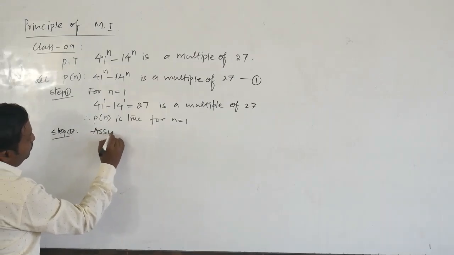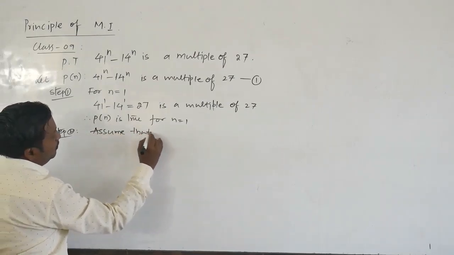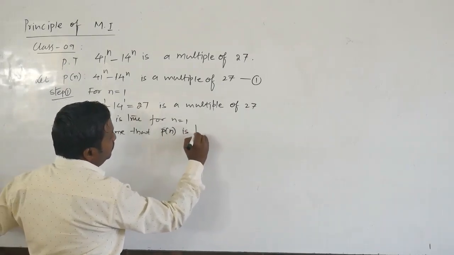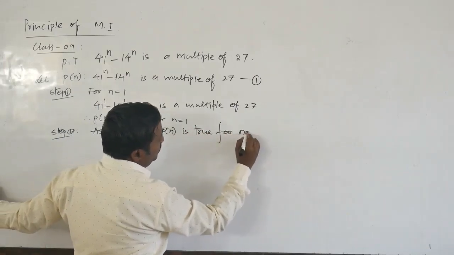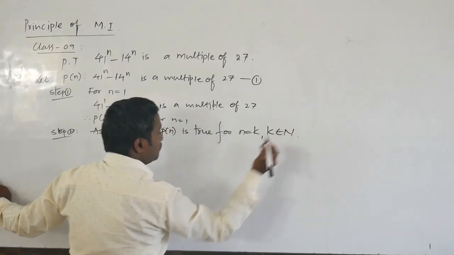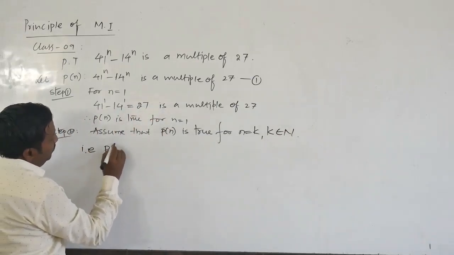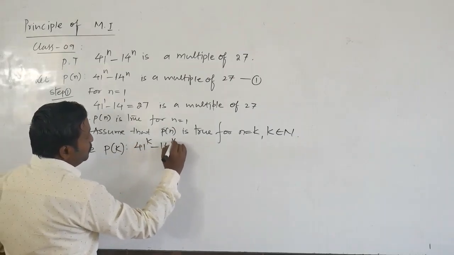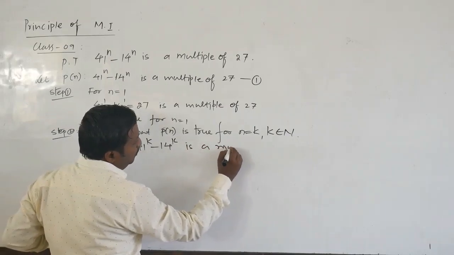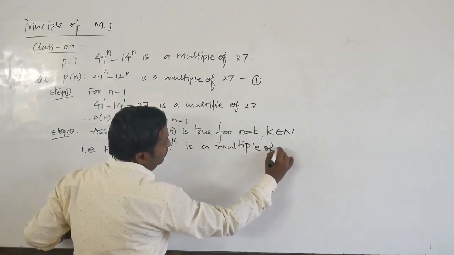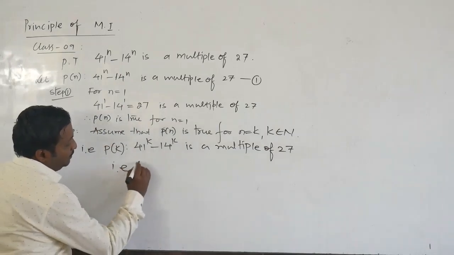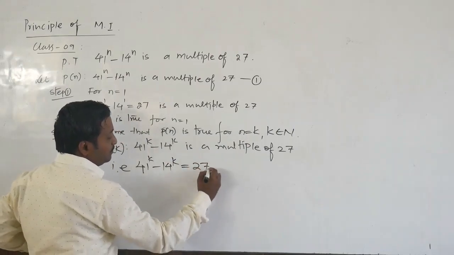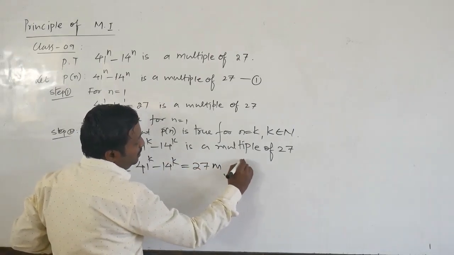Assume that P of n is true for n equal to k. That is P of k, what statement? 41 raised to k minus 14 raised to k is a multiple of 27. That is, 41 raised to k minus 14 raised to k is equal to 27 into some number, where m is any integer.